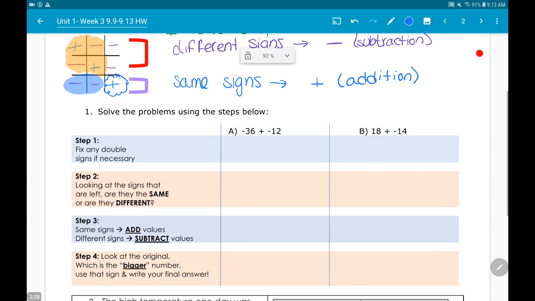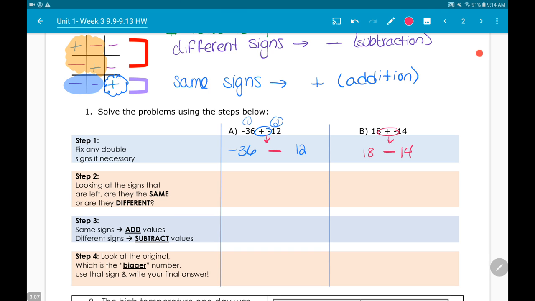All right, so let's look at A. My first step is to fix any double signs. So I'm going to look at A, and I see that there is a double sign. My first integer stays the same, my second integer stays the same. So when I rewrite it, I'm rewriting my first and my second, and I'm just looking at my double signs. That's the only thing I'm changing here. And I see that they are different, so I need to switch it to a minus. Same thing in B. What is this one going to switch to? This also switches to a minus. So I have 18 minus 4.